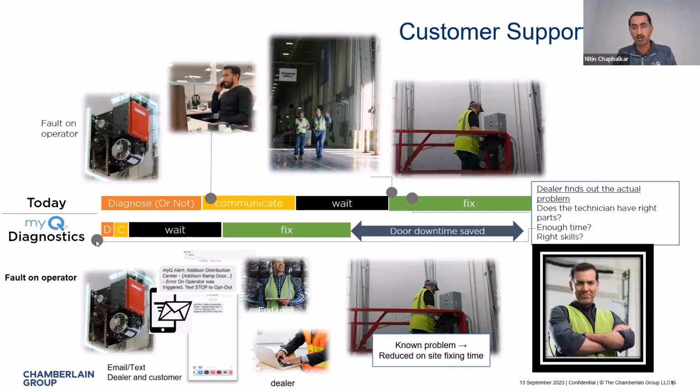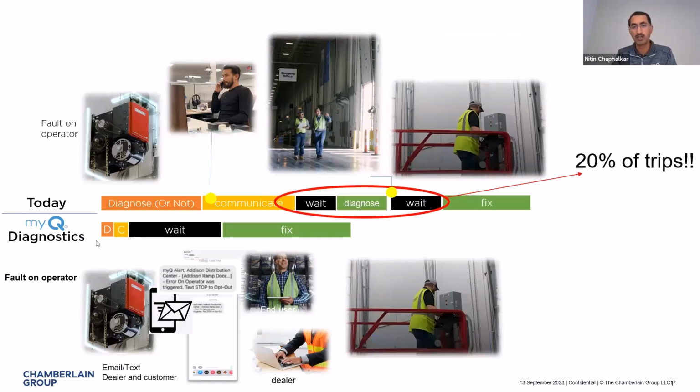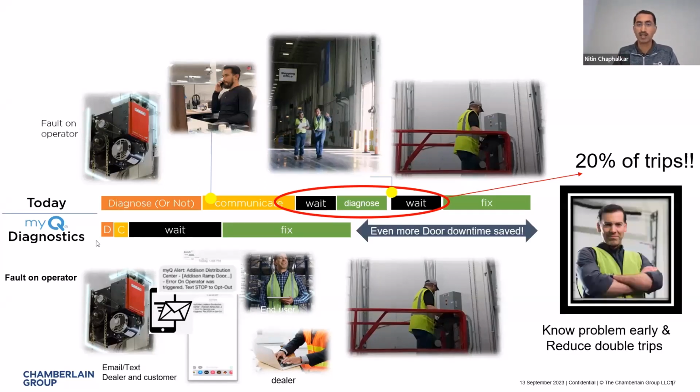Now, we talked about whether there is no right part available or enough time, and that can all happen. And today, our dealers tell us that about 20% of their trips are double trips, which means the technician shows up at the site and cannot fix the problem for one reason or another. So that means they have to come back and the customer has to wait even more before the problem is fixed. In case of Diagnostics, because you know the problem, it's even more downtime saved. And there will be some double trips that will be saved.